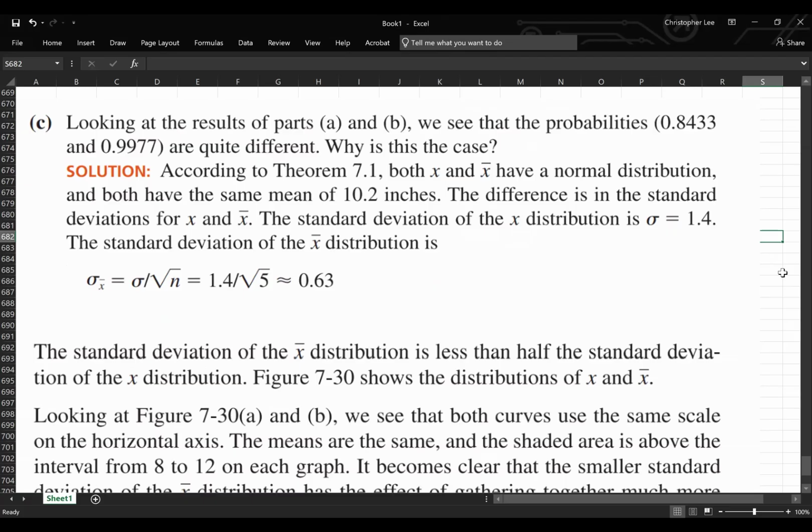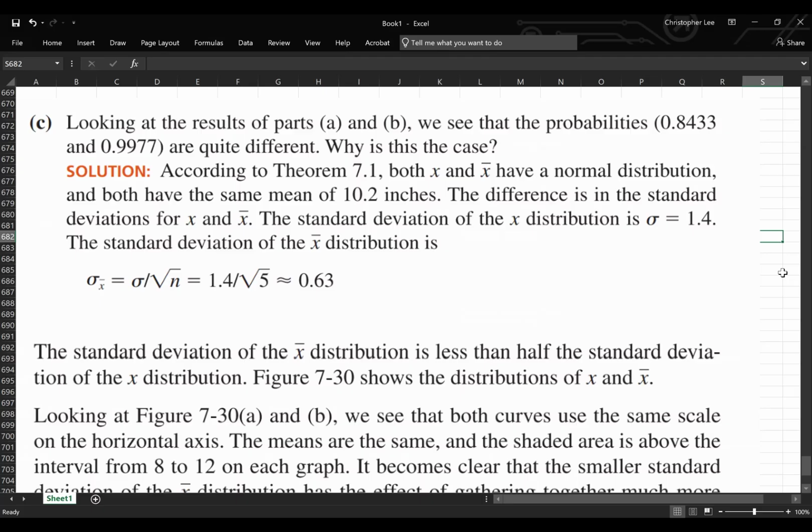According to the theorem, both X and X bar distributions have a normal distribution and both have the same mean, which is 10.2. The difference is in the standard deviations. The standard deviation for the X distribution is just sigma equal to 1.4. But the standard deviation for the X bar distribution is sigma divided by the square root of n, which is 1.4 divided by the square root of 5, which is 0.63. The standard deviation of the X bar distribution is less than half the standard deviation of the X distribution, right?